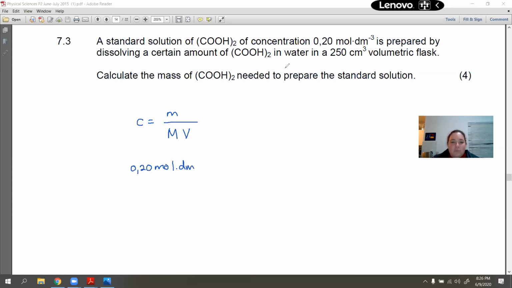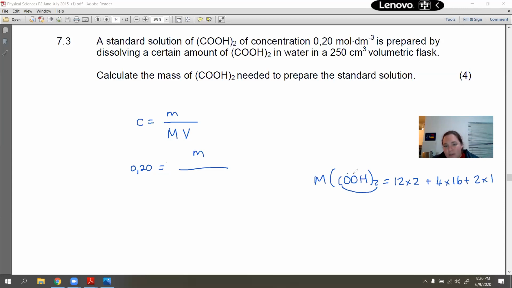So I did not need to put in units here. I don't recommend you put in units as long as they're in the right values. We're looking for the mass. The molar mass of (COOH)2 is going to be 12 times 2 plus 4 times 16 plus 2 times 1. Please note there are 2 carbons, there are 4 oxygens, and there are 2 hydrogens. So it's 12 times 2 plus 4 times 16 plus 2, which gives me a molar mass of 90 grams per mole. So this will be 90.